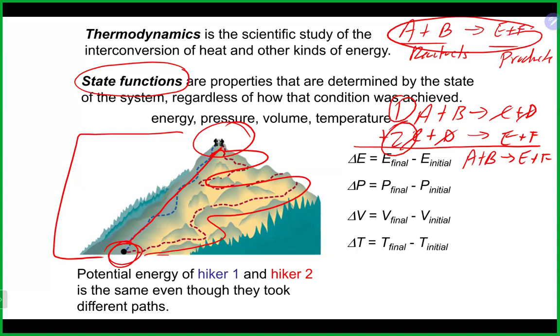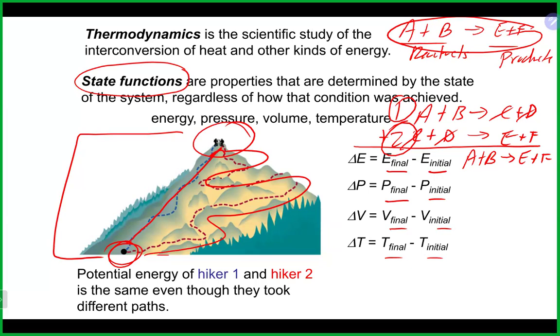But in the idea of energy, for example, it doesn't matter. These are state functions, which means it doesn't matter if it takes 2 steps, 1 step, or 40 steps to get there. In terms of the energy, it's really just about where you start and where you end, which is really important. That's what we see here: the change in energy, final minus initial; change in pressure, final minus initial; volume, final minus initial; and temperature. They're all state functions, final minus initial.